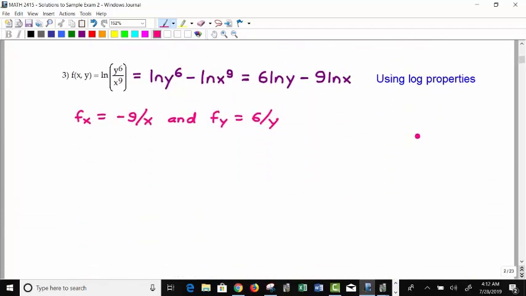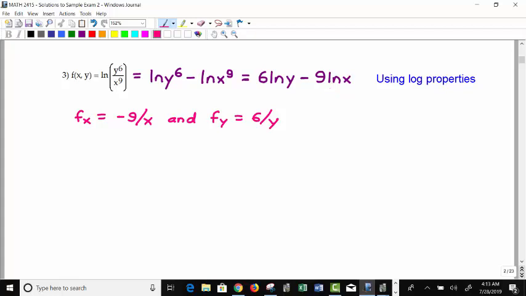Number 3. To make this problem easier, anytime you have logarithms, you can properly use log properties. You can't just make up properties that don't exist. With this one, I did two things. The log of a fraction is the same thing as the log of the numerator minus the log of the denominator, and then logarithms allow you to bring the exponent down. So I just sort of changed the nature of the original function. You could have done it in its original form, but this is so much easier.